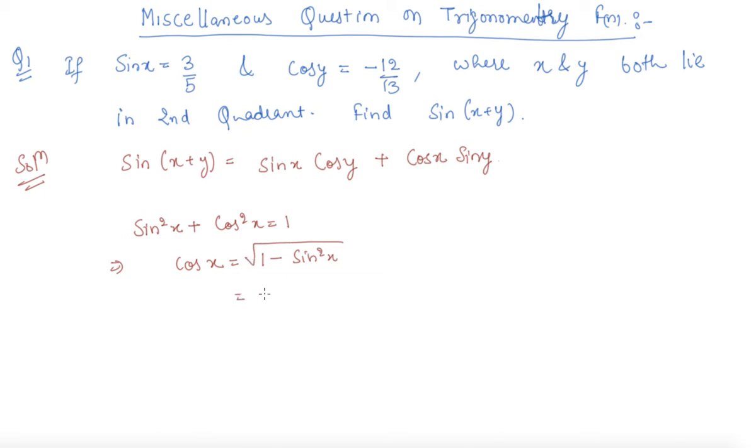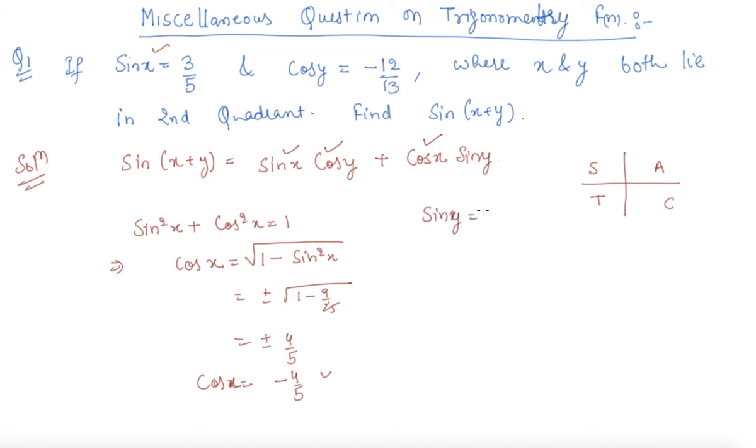So cos x is the square root of 1 minus 3 by 5 squared, which is 1 minus 9 by 25, which gives plus minus 4 by 5. Since x lies in the second quadrant, sine is positive and cos is negative, so cos x will be minus 4 by 5. We now know cos x and sin x, and we know the value of cos y, and we have to find sin y.